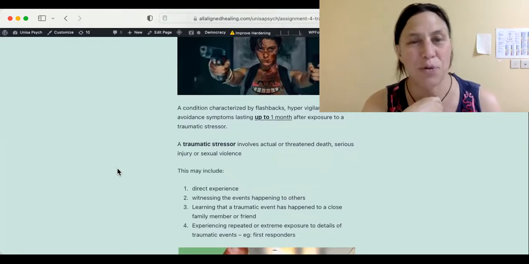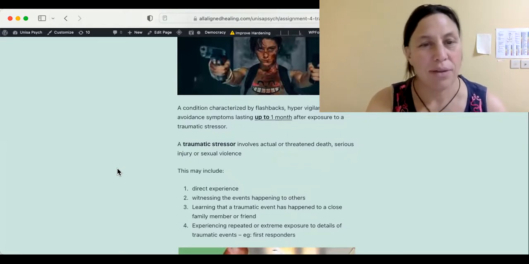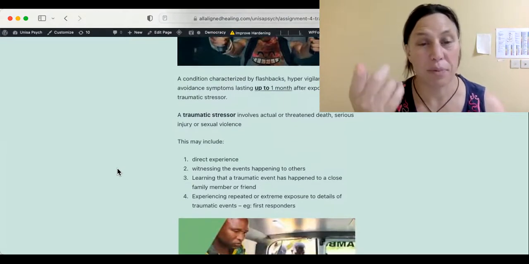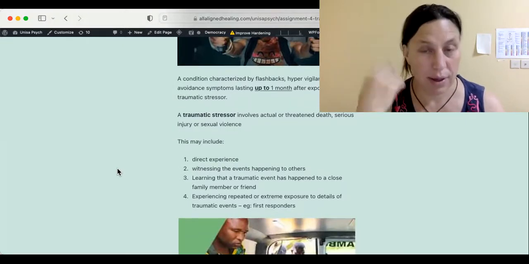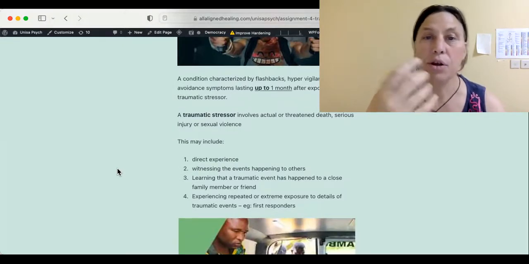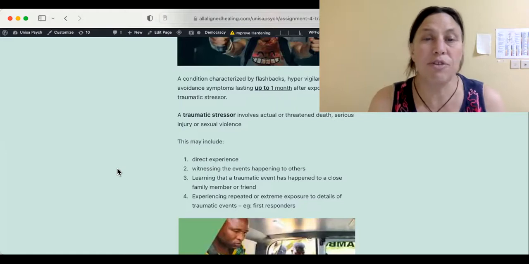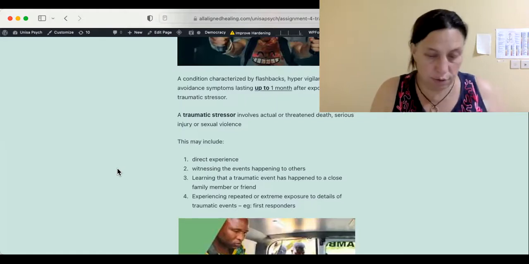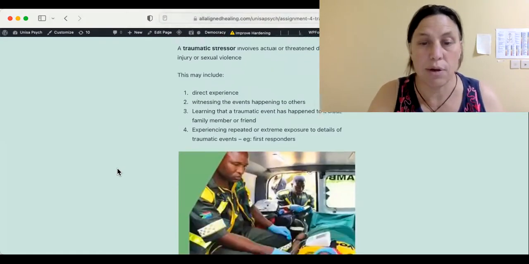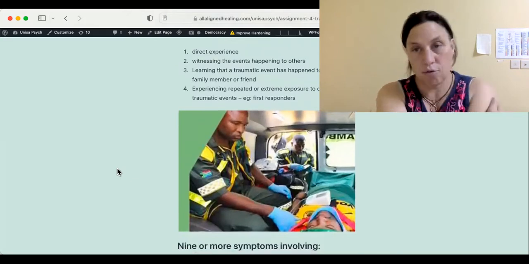Serious injury or sexual violence. This can be through direct experience, witnessing the event happening to others, learning that it's happened to a close family member or a friend, or experiencing repeated or extreme exposure to details of traumatic events, such as first responders, paramedics, and so on, being exposed to constant trauma.